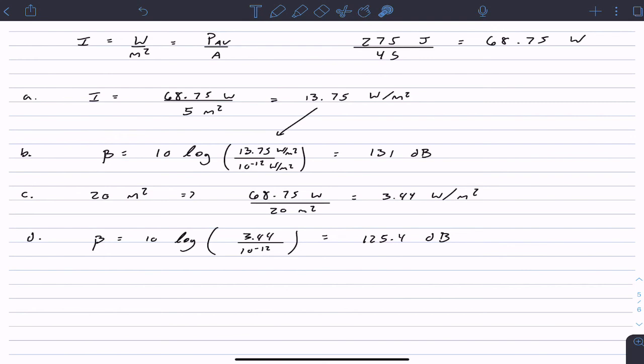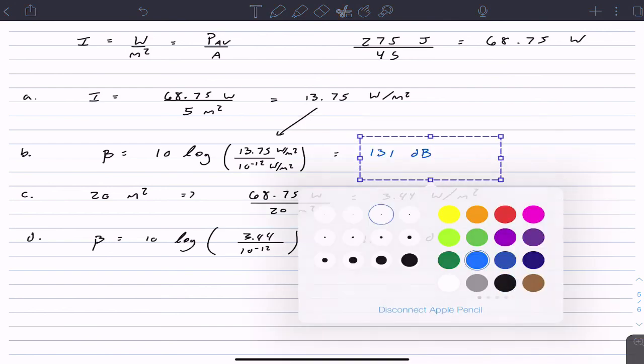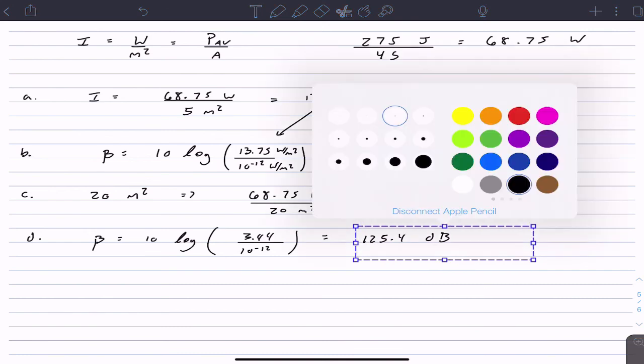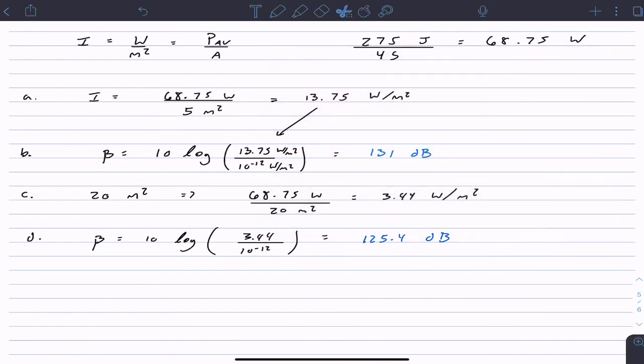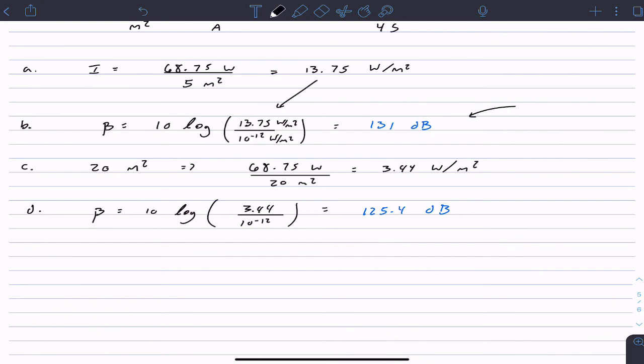So notice that with an area of 5 square meters, the sound level was pretty high, and then when we go over to 20 square meters, it goes down a little bit. Also, I'd like to point out that these sound levels are extremely high. They're not so high that it's unrealistic. You can get sounds like this from jet engines and stuff. But you would definitely hurt your hearing if you were exposed to those sounds. You might even go deaf. So the moral of that story is wear hearing protection if you're exposed to sounds at these levels.